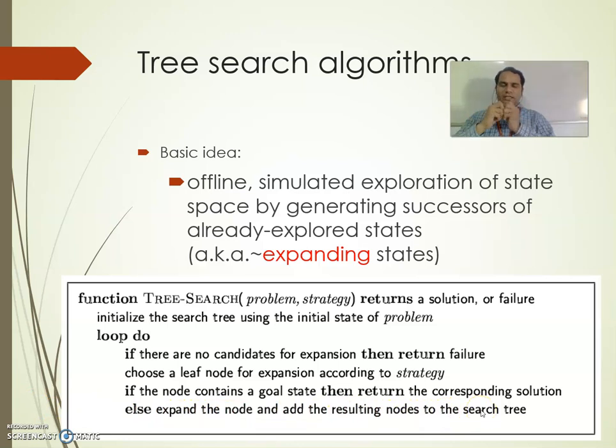Now one state, one node I have picked up, it is not a goal node. So what should I do? I should look for further nodes that I can reach from this node. So I will expand this node and I need to hold all these nodes which are not yet visited, so I will store them in the fringe. So all those are pushed to the fringe. This is how your tree search algorithms work.